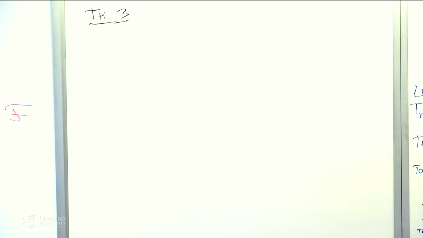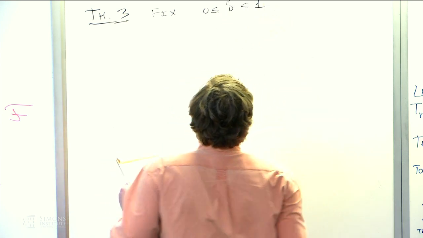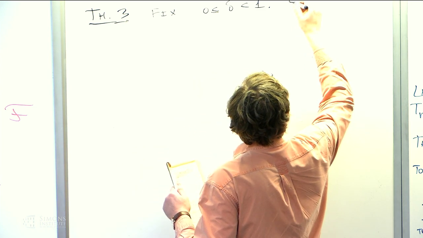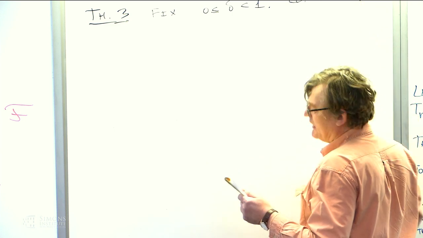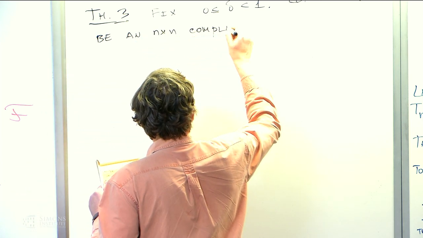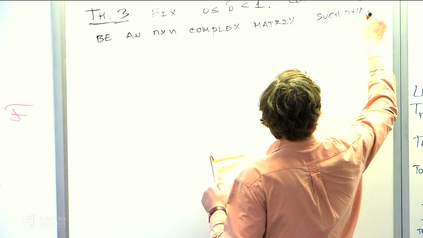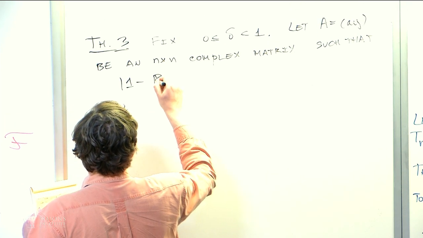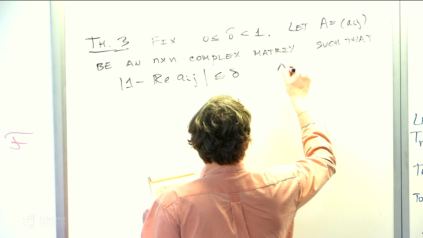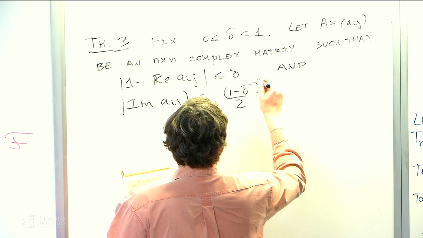Right, so fix some delta between 0 and 1. And the interesting case is not of a small delta, but the one close to 1. So, let Aij be a complex matrix such that the real parts of the entries are within delta from 1, but the imaginary parts are pinched. Something like that will do.